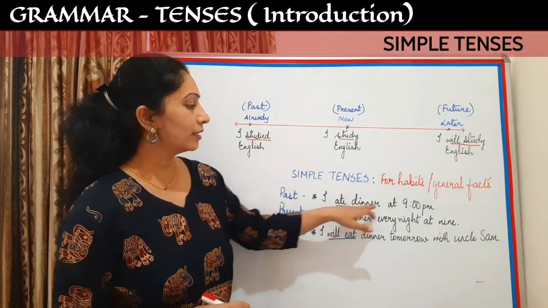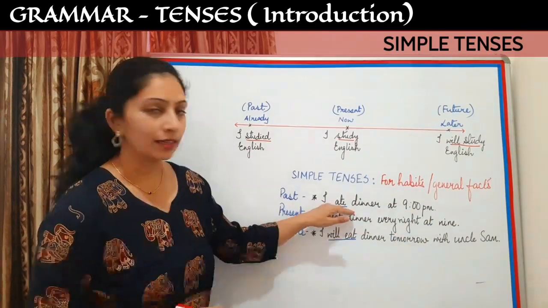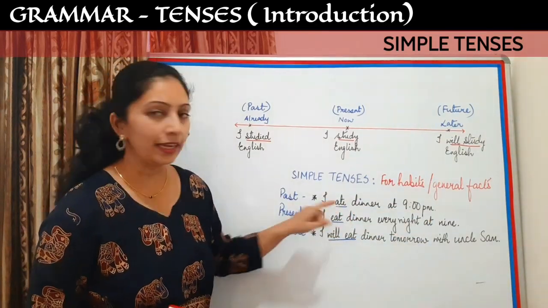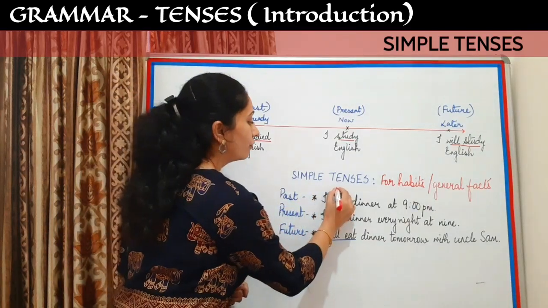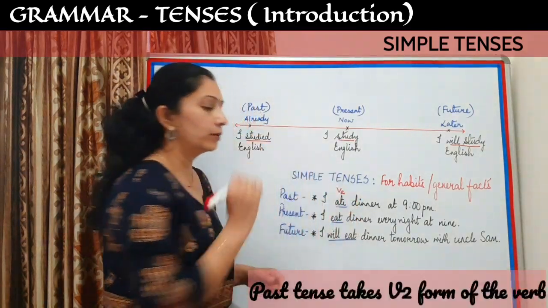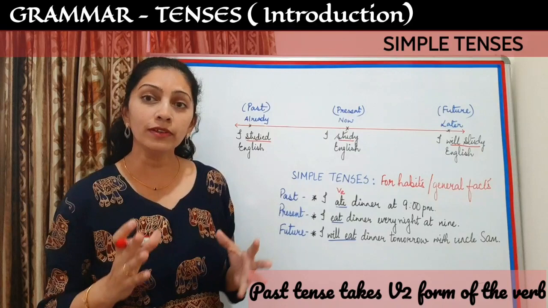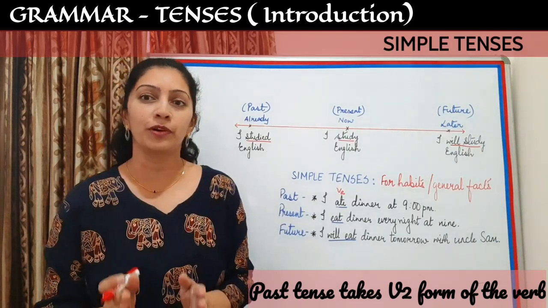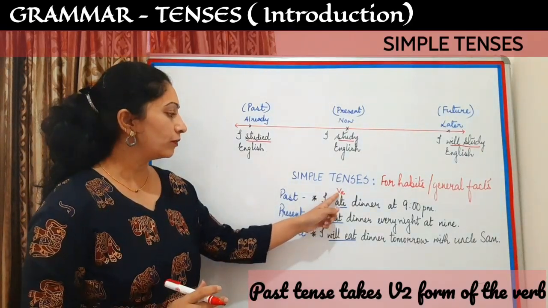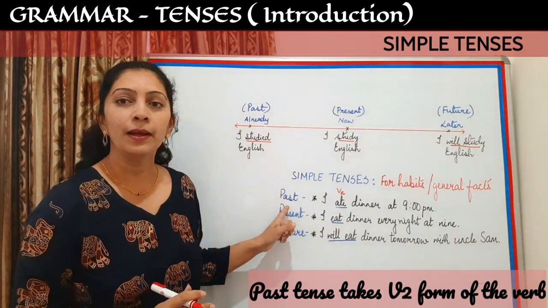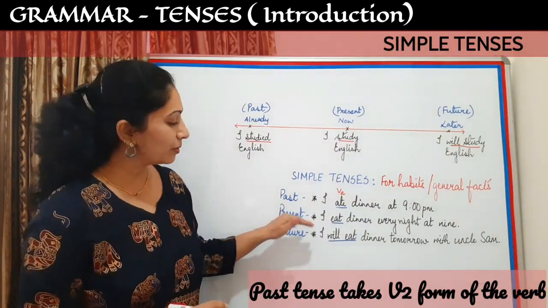I ate dinner at 9 p.m. What is the verb here? Ate. Ate is the V2 form of the verb. So whenever we are talking about the second form of verb, the second form of verb will always be taken by past tense.